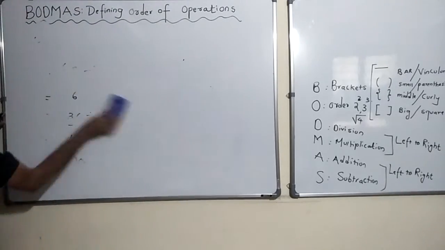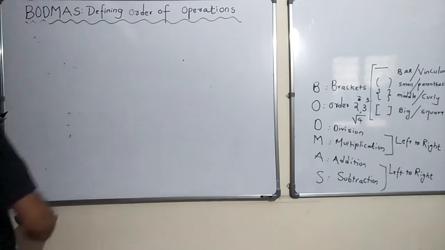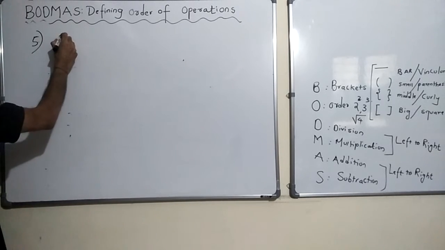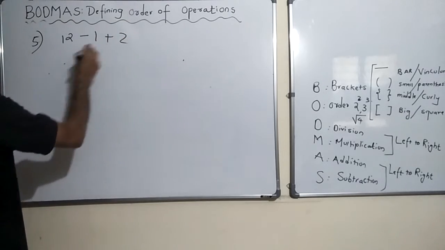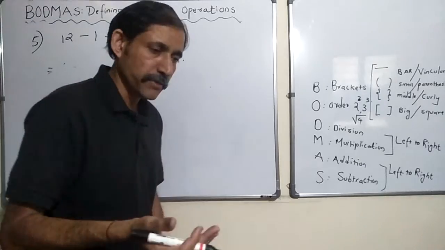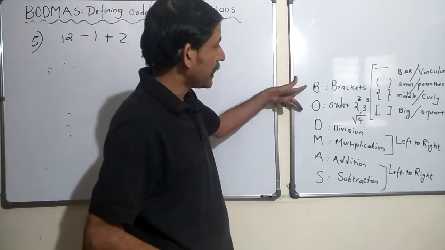Great. Now let's move on to the fifth one. Let's say 12 minus 1 plus 2. Okay, a relatively simpler one. You can pause the video and you can solve it yourself. But anyway, let's again go back to BODMAS.